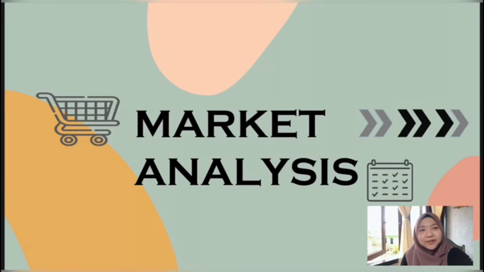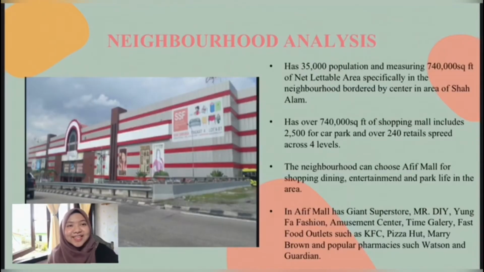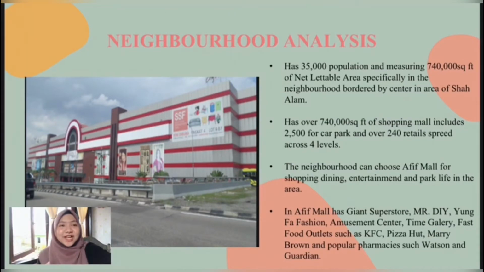In this part, I'm going to talk about market analysis. In this project, Afif Mall is located in Selangor, Malaysia. As we know, this country is strategically located in Southeast Asia. This neighborhood has 35,000 population and is bordered by the center area of Shah Alam. This mall has over 740,000 square feet of shopping space, includes 2,500 car park bays and over 240 retail outlets spread across 4 levels. So, the neighborhood can choose Afif Mall for shopping, entertainment and park life in the area.